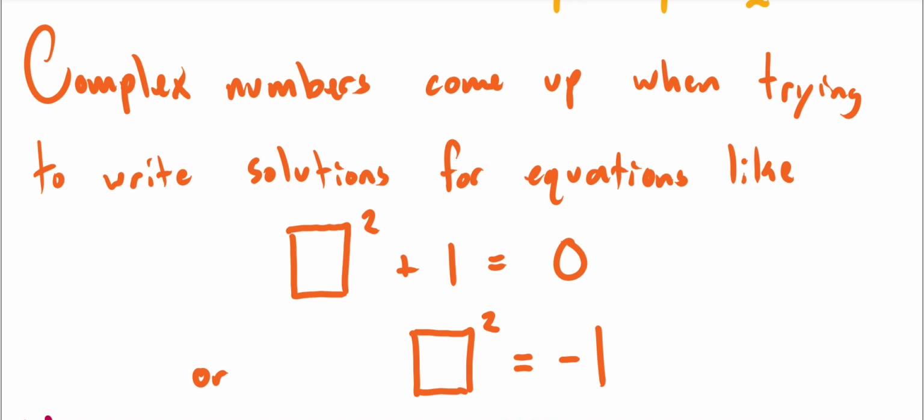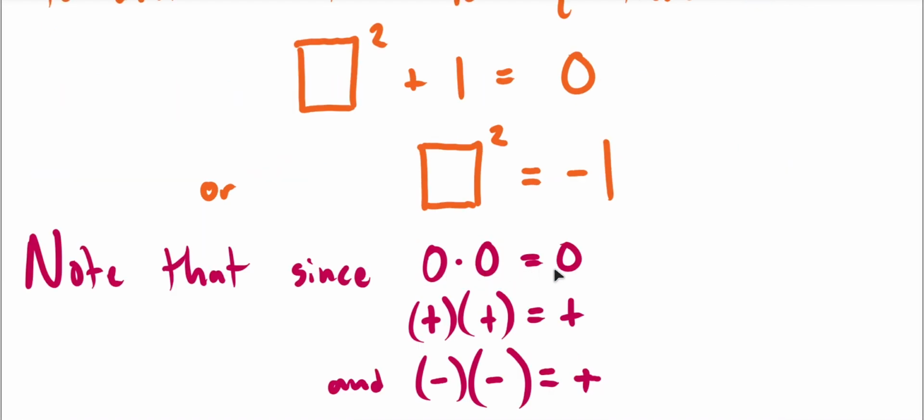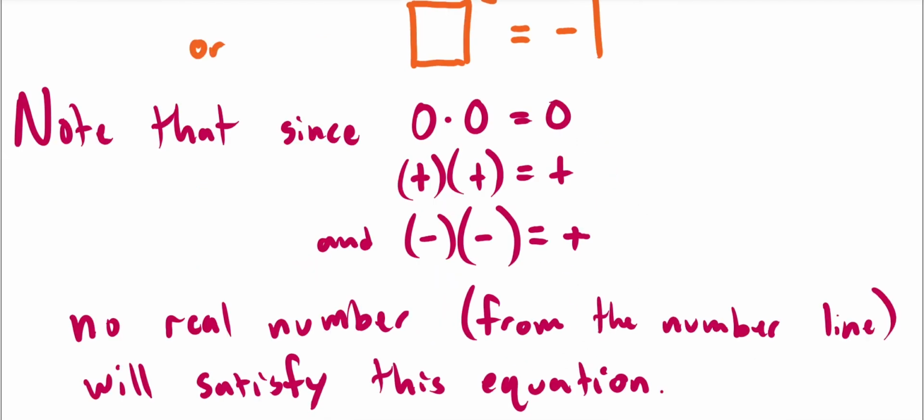Now, this equation makes no sense as long as we limit ourselves to the real number line. And this is because squaring means times itself, but 0 times 0 is 0, not -1. A positive times a positive is another positive, but also a negative times a negative is another positive. So it seems like something times itself has to either give us 0 or positive, but it certainly can't be -1. No real number will satisfy this equation, something squared is equal to -1.